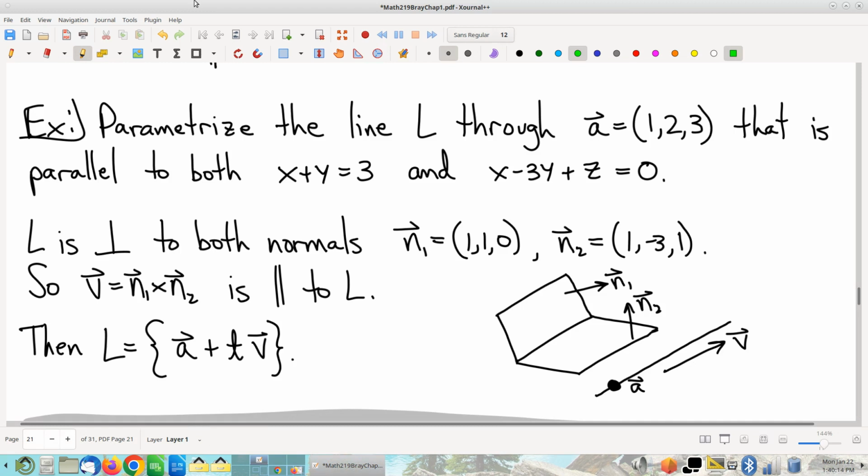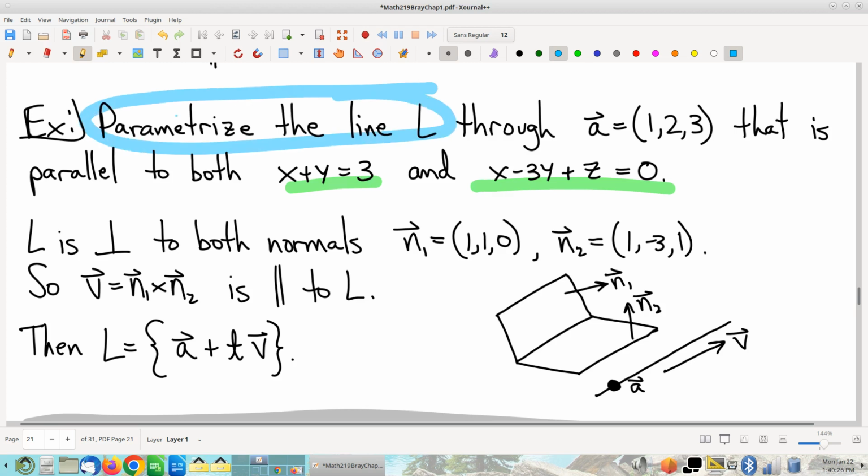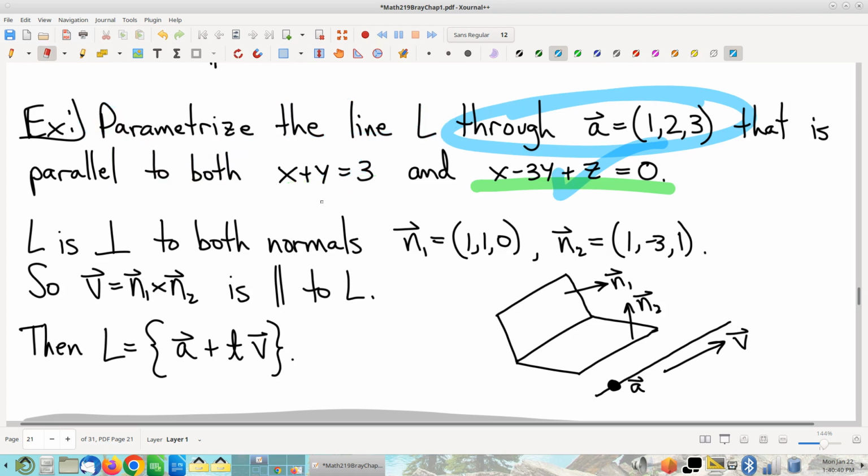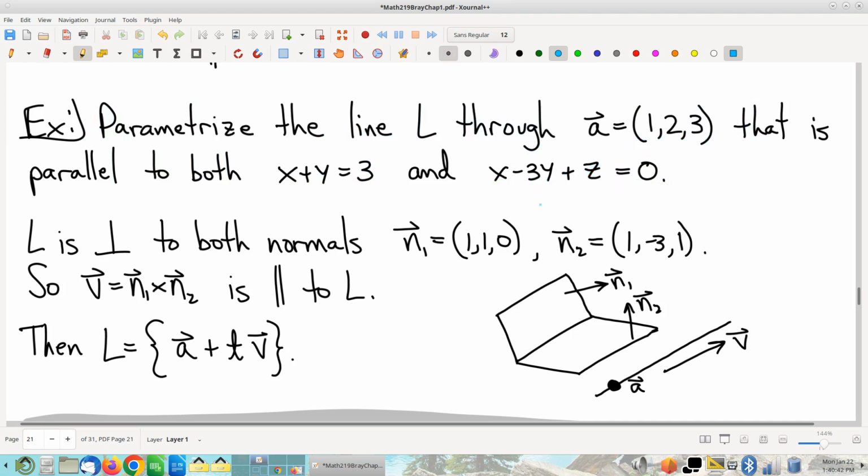The next example. Suppose you are given a couple of planes, okay? And the question is to find the line, and specifically find a parameterization of the line that's parallel to both of those planes, and also passes through a given different point. So this is an example of one of these kinds of puzzles.